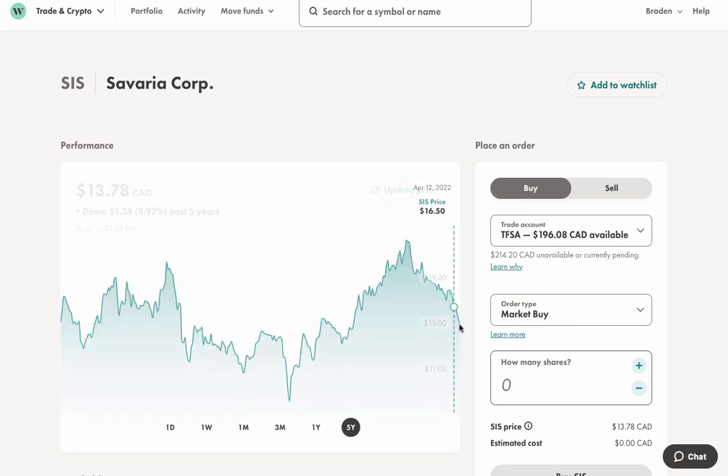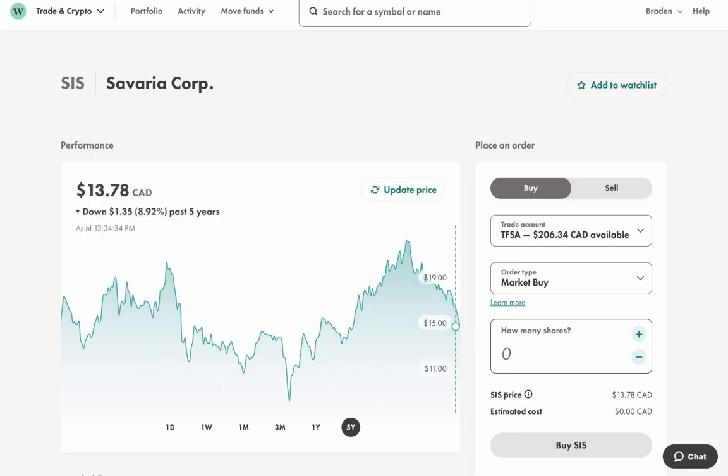If you look at Savaria's all-time chart, you can see they're pretty wild, up and down, and it's not that unreasonable that they're just going to keep going down beyond this. But like I said, I'm just going to throw in a little bit of money at this point and work on chipping down my average price. So 13 shares, let's see how many I can get for around $200.